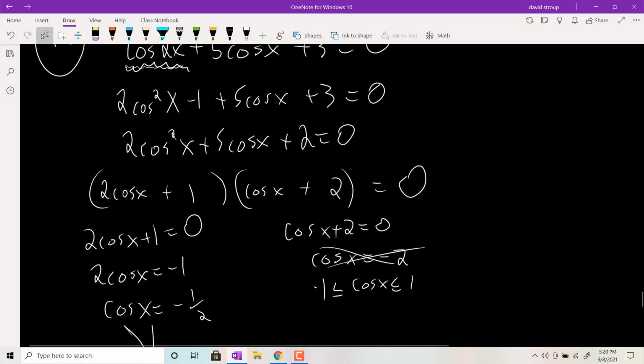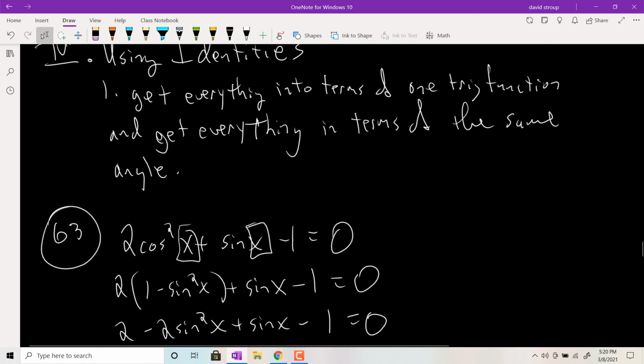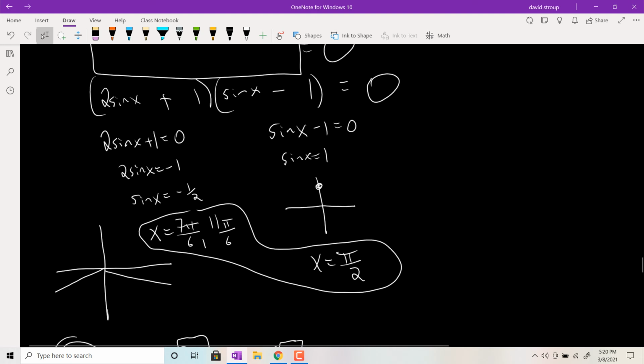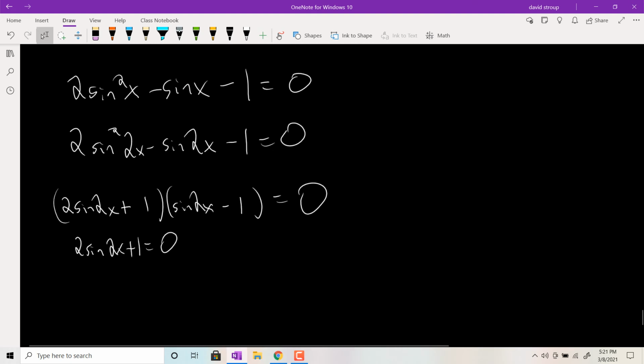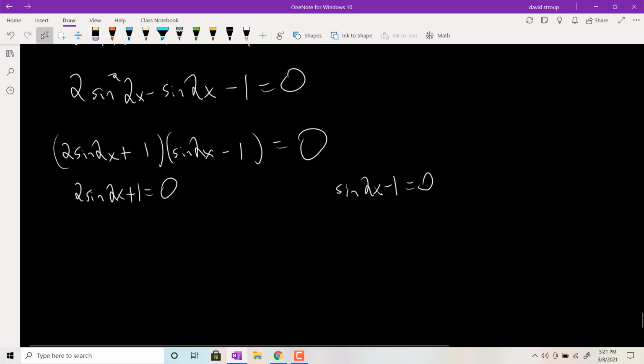Seems like I'm doing something wrong. Where did I take that guy from? No, I'm fine. And then also sine of 2x minus 1 equals 0. Okay. So the first guy, let's solve this one first. I get 2 sine of 2x equals negative 1. And then I get sine of 2x equals negative 1/2.